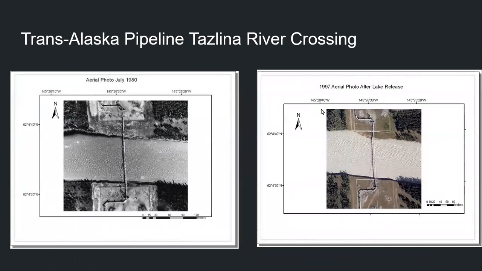That was something they had to take into account when they built the Trans-Alaska pipeline, especially for the Tazlina River crossing. Those lake outburst floods are kind of regular. If you go to McCarthy, for example, we always expect that to happen at some point during the year. There's a cool lake there that's called Hidden Lake.